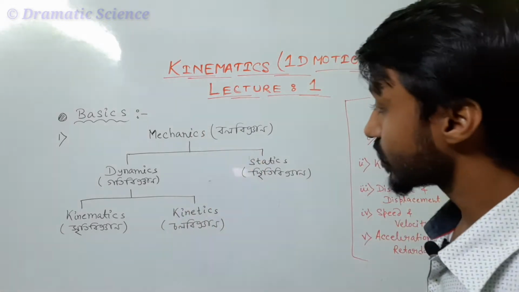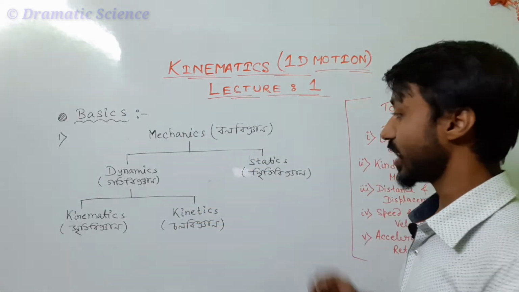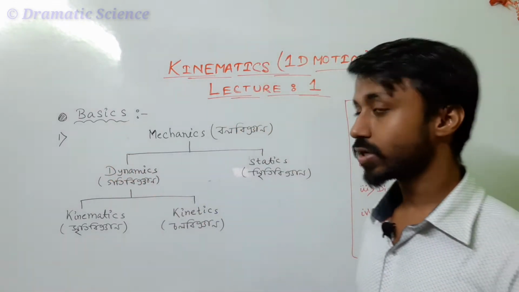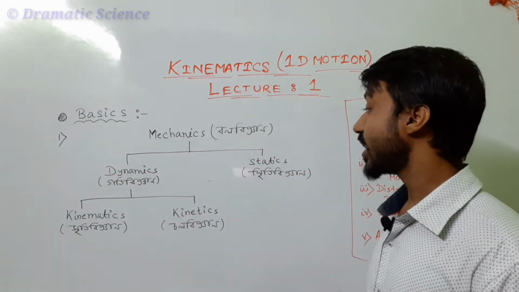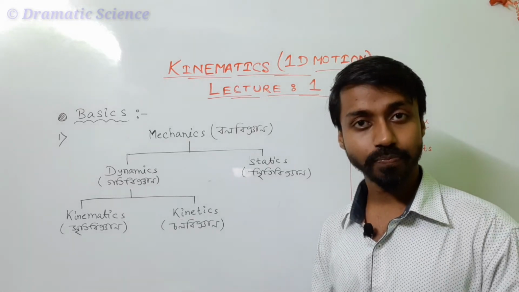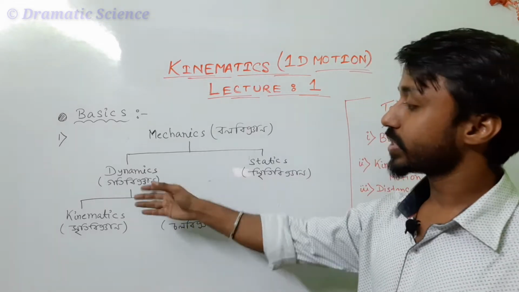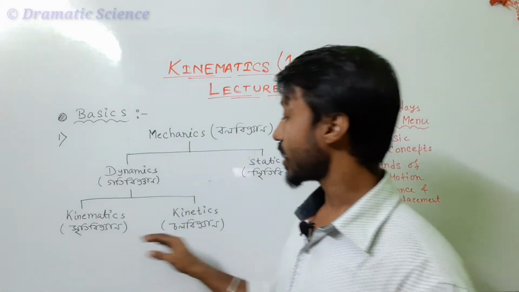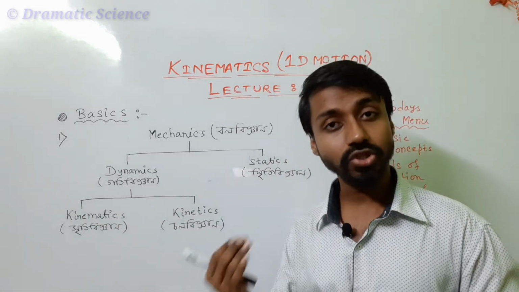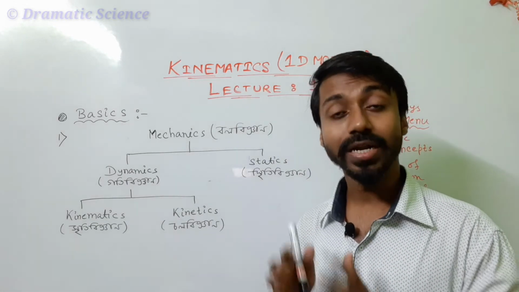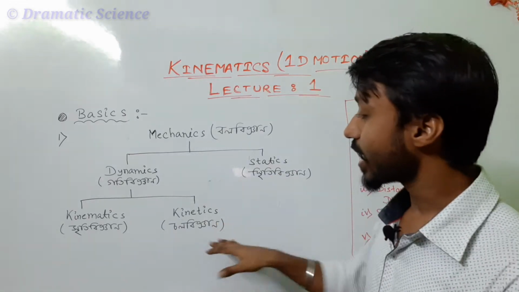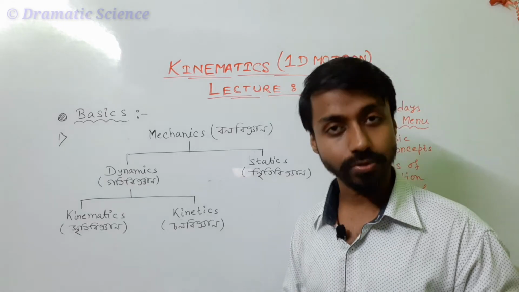It has two divisions, as you can see, dynamics and statics. Dynamics basically deals with the movement of the body, and statics deals with the equilibrium state of a body, right? Dynamics has two divisions, kinematics and kinetics. Kinematics deals with the expressions, equations, terms related to motion of a body, and kinetics deals with the cause.